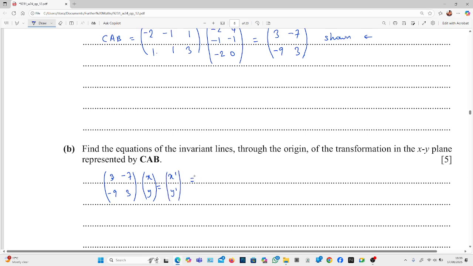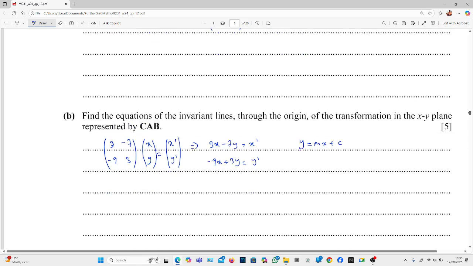And doing so, it's going to result in 3x minus 7y is equal to x prime. Then we have -9x, and then 3 times y is 3y, so plus 3y is going to give us y prime. We also understand that the equation of a straight line, here we're talking about the equation of the invariant line, is y equals mx plus c.